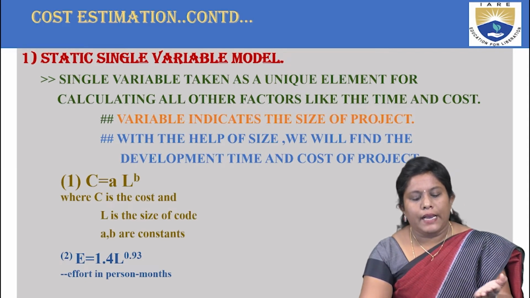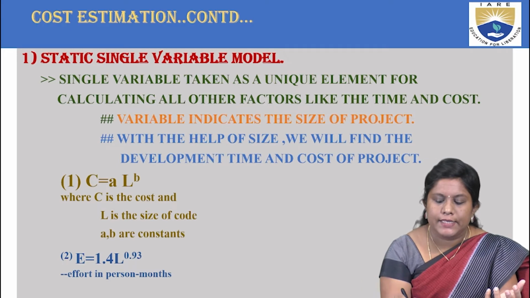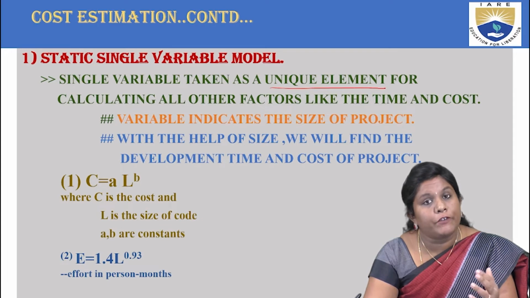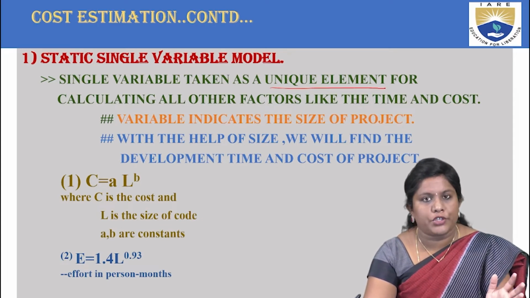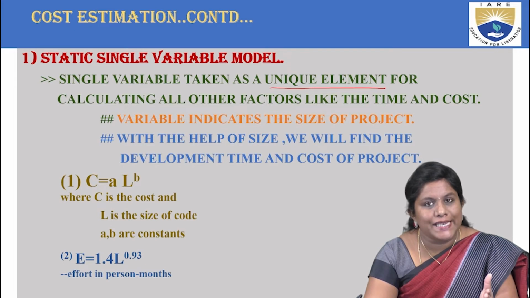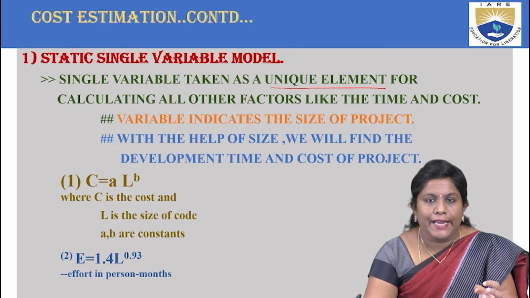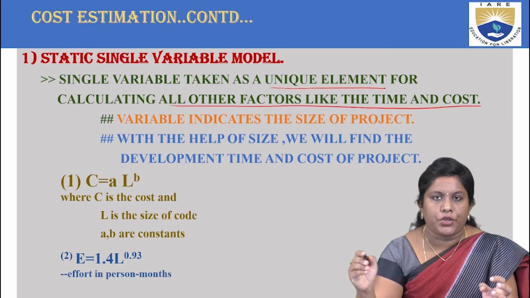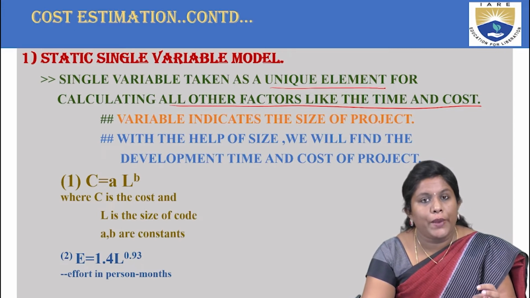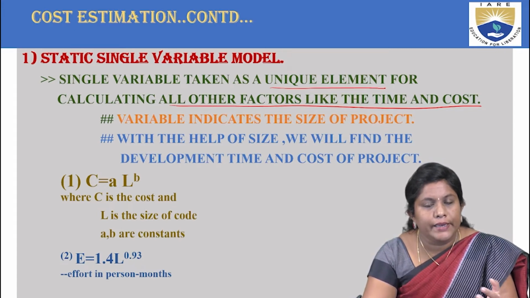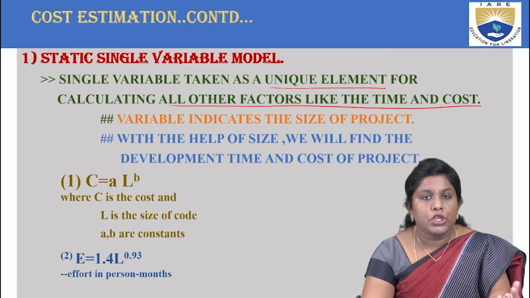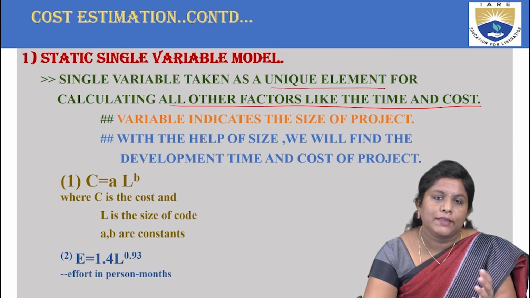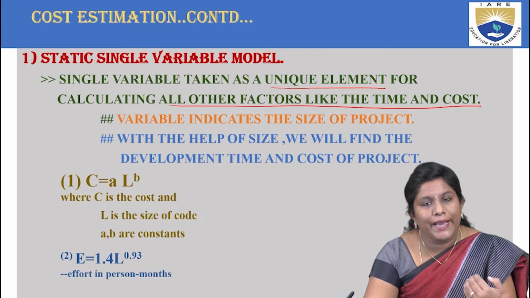So moving further, let us discuss the first model, that is the static single variable model. As the term itself says, single, it has a unique element. So I repeat, the static single variable model is the first model for estimating the cost of a project. When you talk about the single variable, it is taken as a unique element for calculating all the other factors like the time and the cost. This is a very important definition to elaborate this particular technique. As the name itself suggests, single variable. So this single variable takes up a unique element for calculating all the other things like the time and the cost.